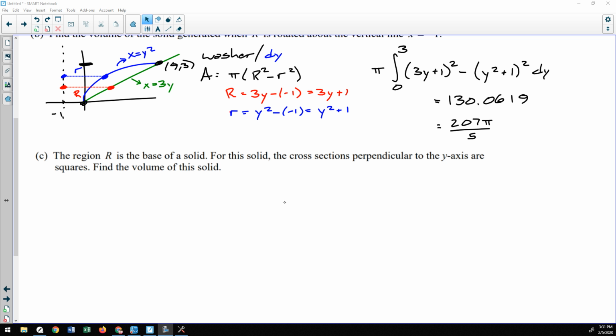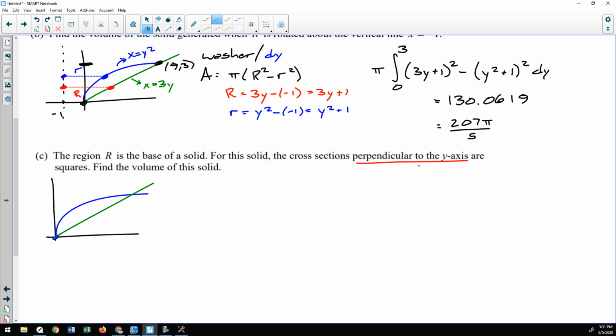And question C is the known cross-section volume. And so again, my region looks something like this. We have y equals square root of x up here. We have y equals x over 3 right here. And my cross-sections this time, and I love these known cross-sections questions because they tell you two key pieces of information.